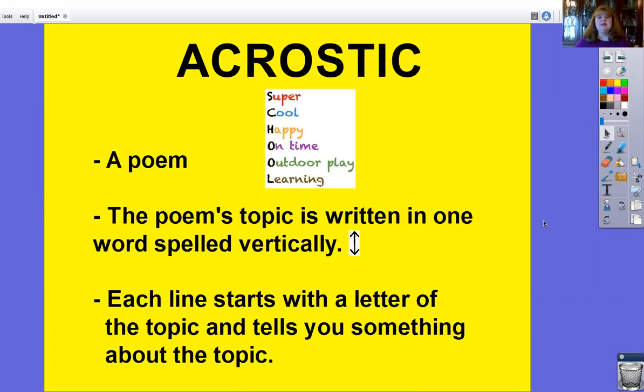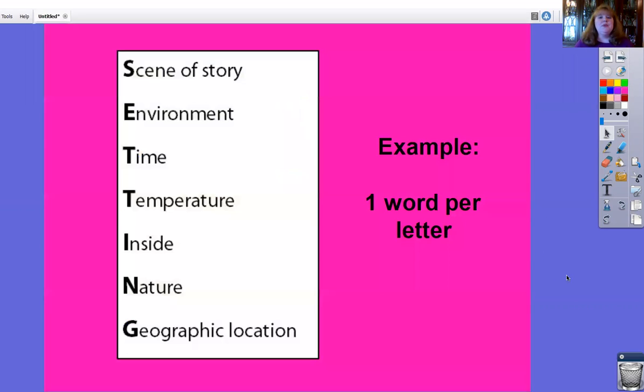One line starting with S, another with C, another with H, another with O, another starting with another O, and then the last line with the L. And each line then has to tell you something about that topic of school. In this example, it's super. Whoever wrote this thinks that their school is really super, that it's a cool place to be, that they're happy, and so on. So let's go on to another example.